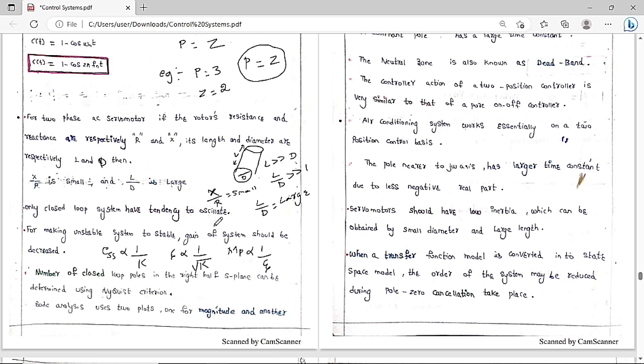This one I've already told you. Therefore, as the gain k increases, the system will become unstable. If you decrease the gain k, the stability will increase. For making an unstable system stable, the gain of the system should be decreased.